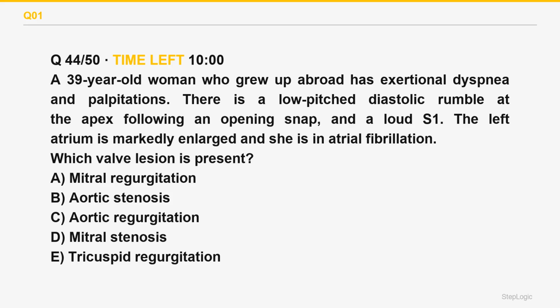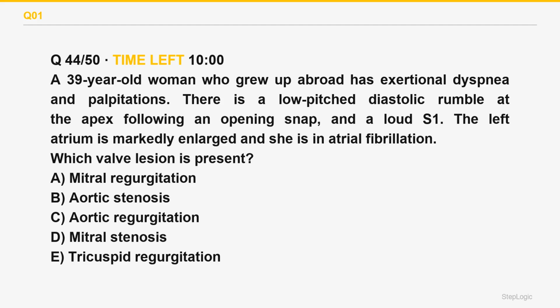A 39-year-old woman who grew up abroad has exertional dyspnea and palpitations. There is a low-pitched diastolic rumble at the apex following an opening snap and a loud S1. The left atrium is markedly enlarged and she is in atrial fibrillation. Read the command: the valve lesion.